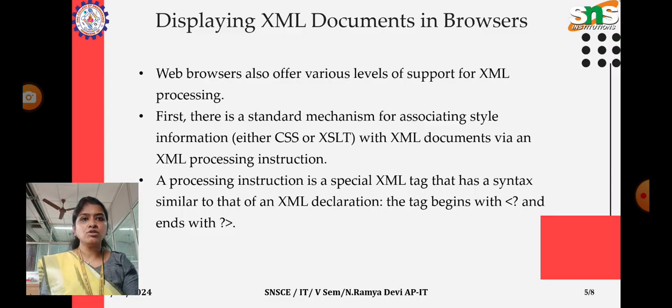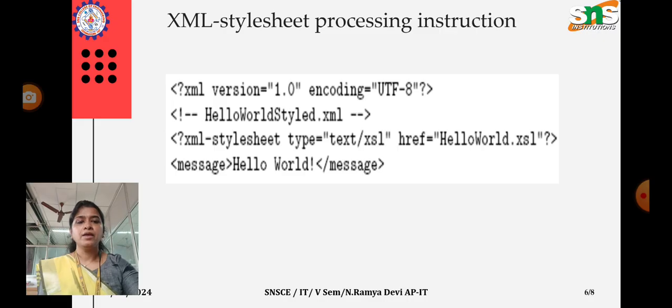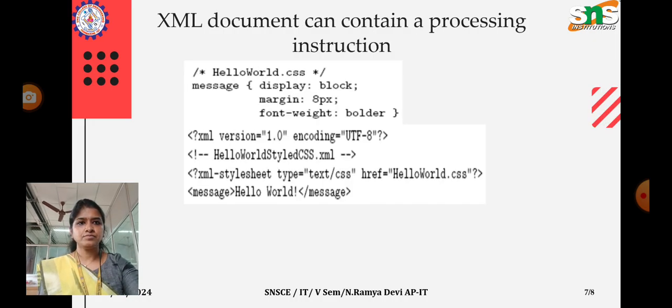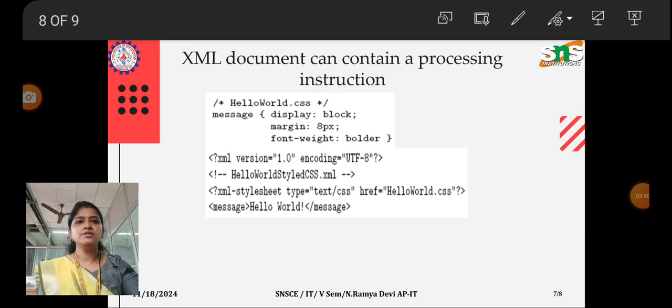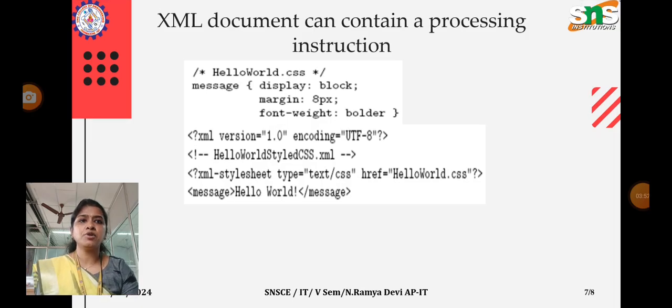Web browsers also offer various levels of support for XML processing, and also a standard mechanism for associating styling information. So this is an example of a style sheet processing instruction. For example, this is an XML plain text which contains a message, hello world. The XSL style sheet has been stored in hello world.xsl, and the XML version is 1, and the encoding type is UTF-8. And this XML document can contain processing instructions.